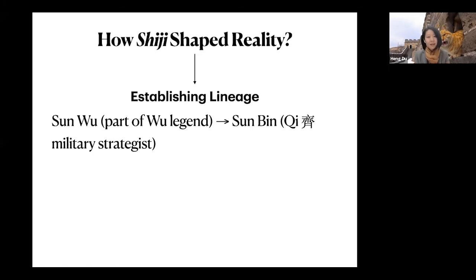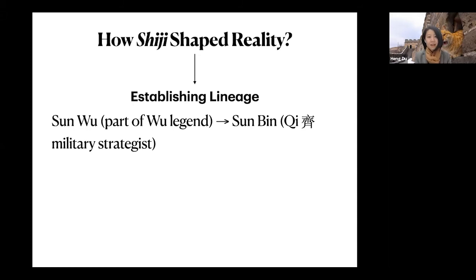I think this is very clear in the Shiji context: by arguing that Sun Wu, even though he's part of a Wu legend, is in fact from the state of Qi, we form a lineage with the next figure that's going to be addressed in the same biography, right?